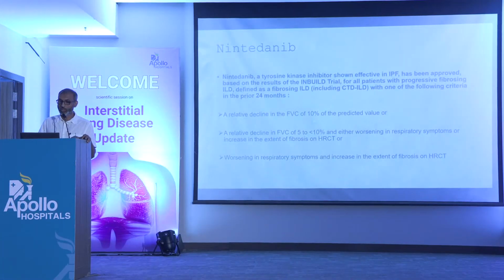And with one of the following criteria in prior 24 months: a relative decline in FVC of more than 10% of predicted value, or a relative decline of FVC 5 to 10% and worsening of respiratory symptoms, or an increase in the extent of fibrosis in HRCT, and worsening in respiratory symptoms and increase in extent of fibrosis in HRCT.